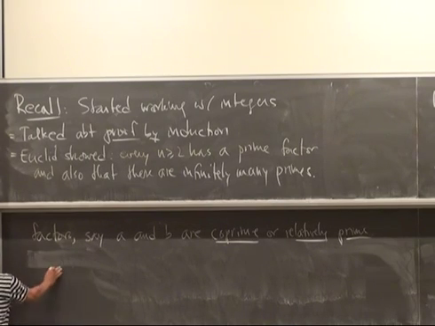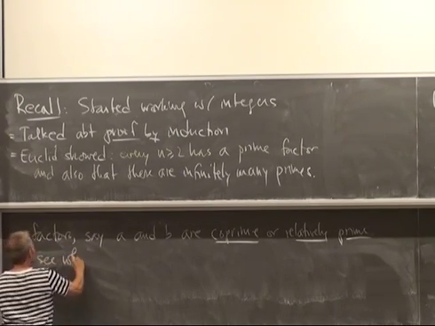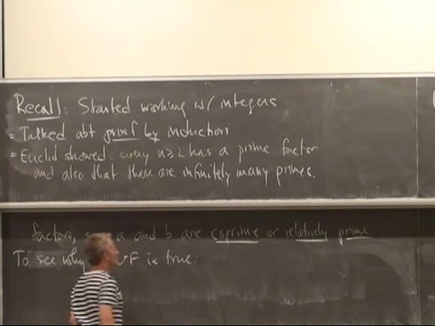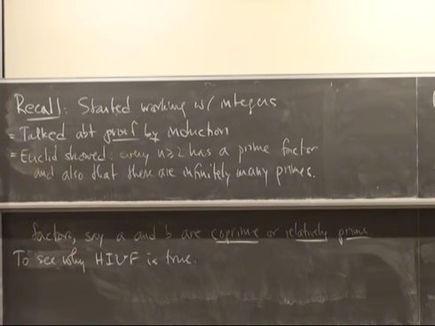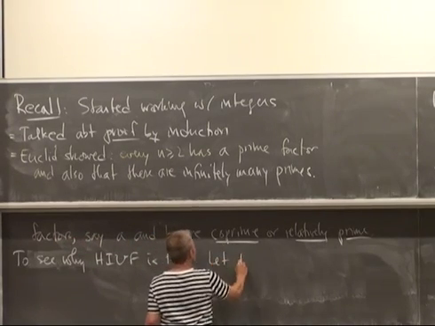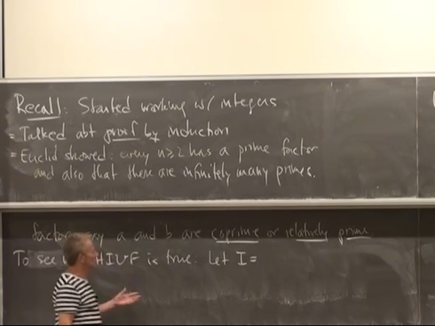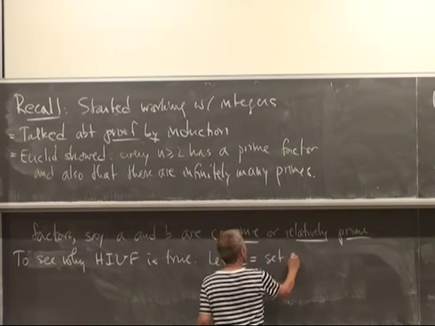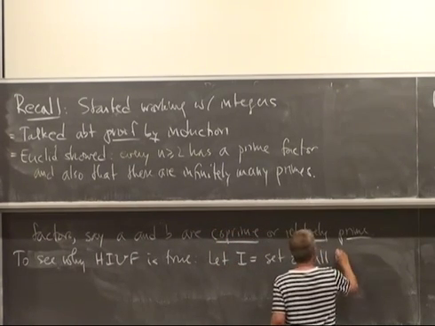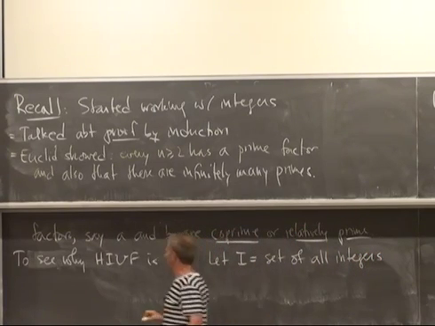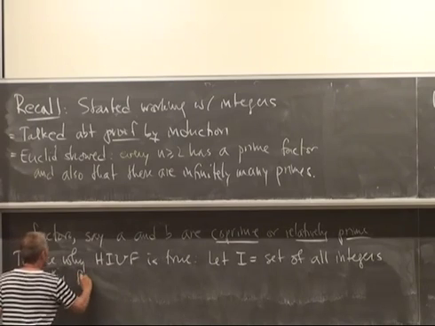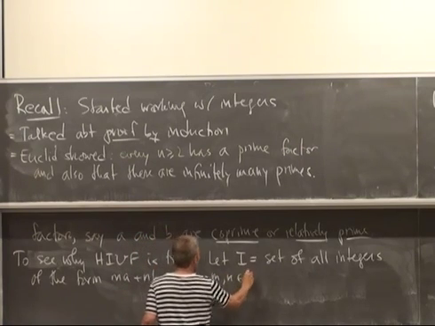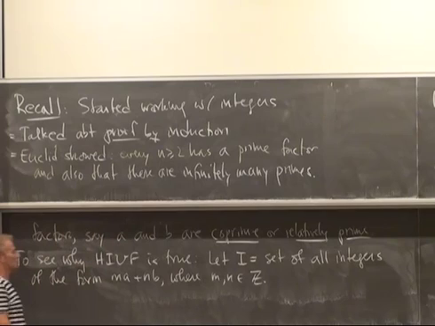Okay, now why is this true? To see why the huge important useful fact is true, let capital I be equal to, and there's a reason I'm labeling it capital I, but it's not really important, the set of all integers of the form ma plus nb, where m and n are also integers. So that's a big set of integers.